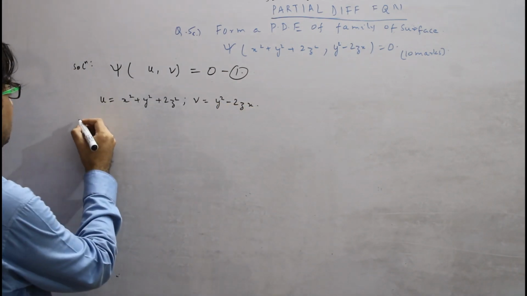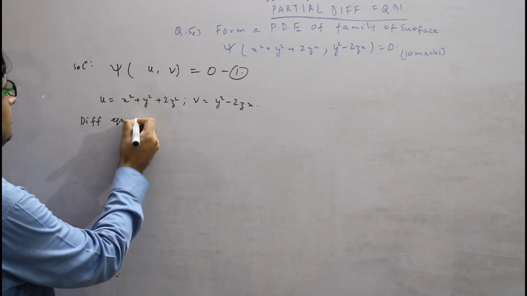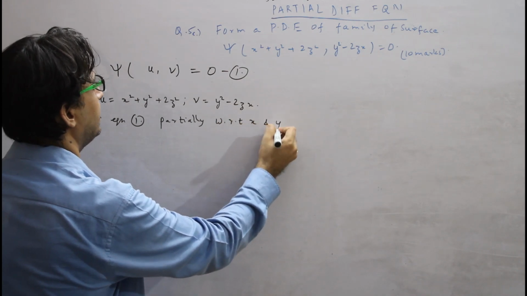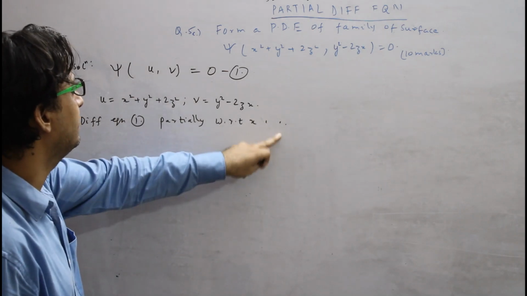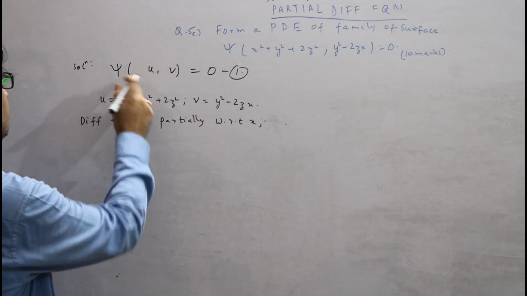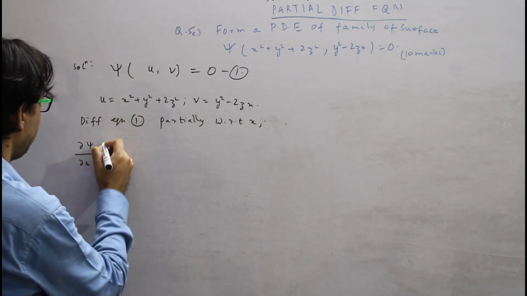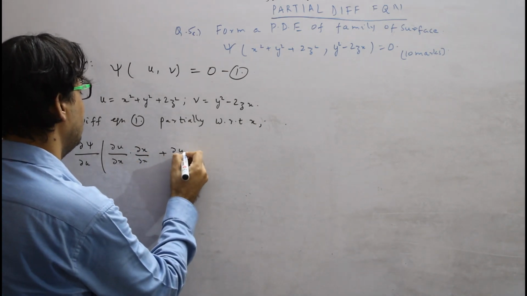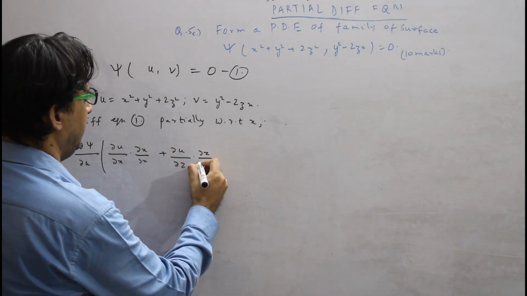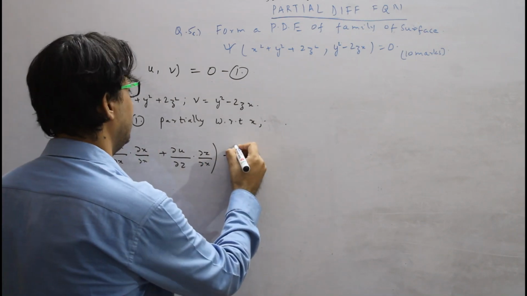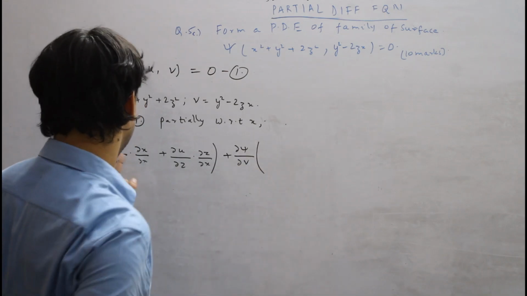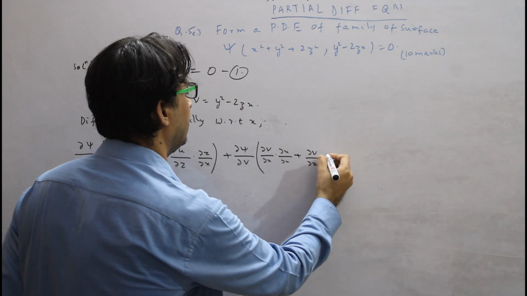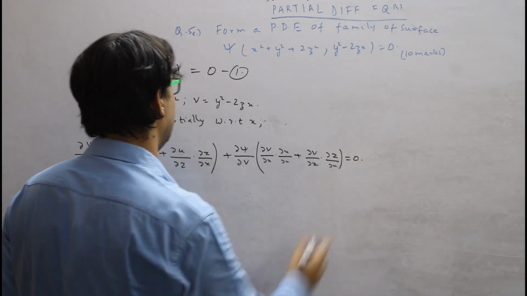So now I am going to write two other equations, that is, I am going to differentiate equation 1 partially with respect to x and y. First I am going to write with respect to x. This can be written as ∂ψ/∂u into (∂u/∂x into ∂x/∂x plus ∂u/∂z into ∂z/∂x). Alright, and we have another also, that is ∂ψ/∂v. Again we will write for v. This is ∂v/∂x into ∂x/∂x plus ∂v/∂z into ∂z/∂x, equal to 0.